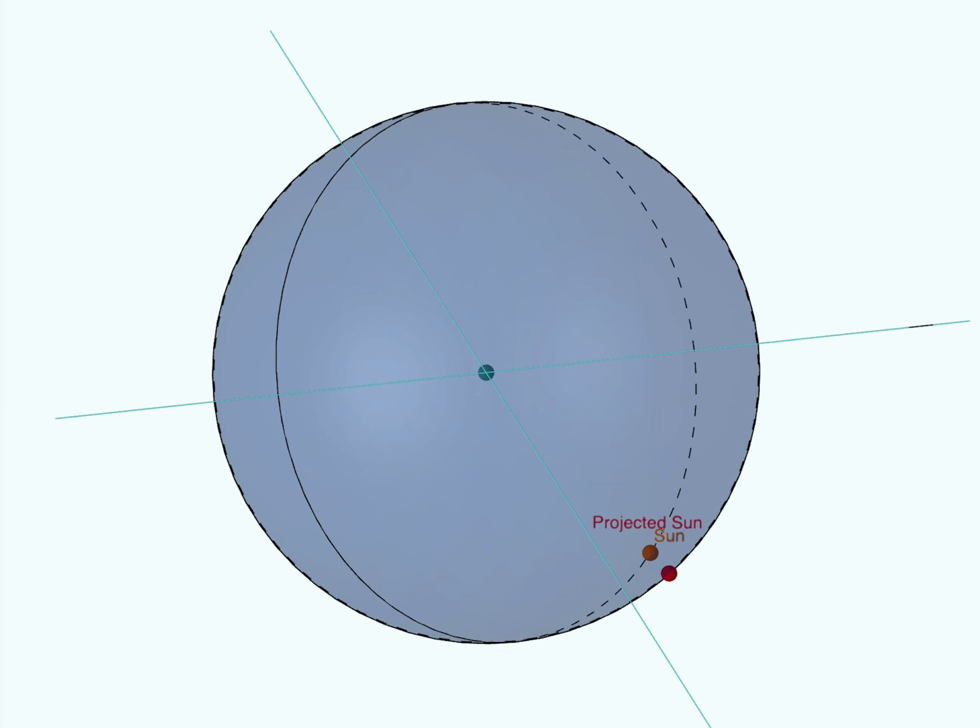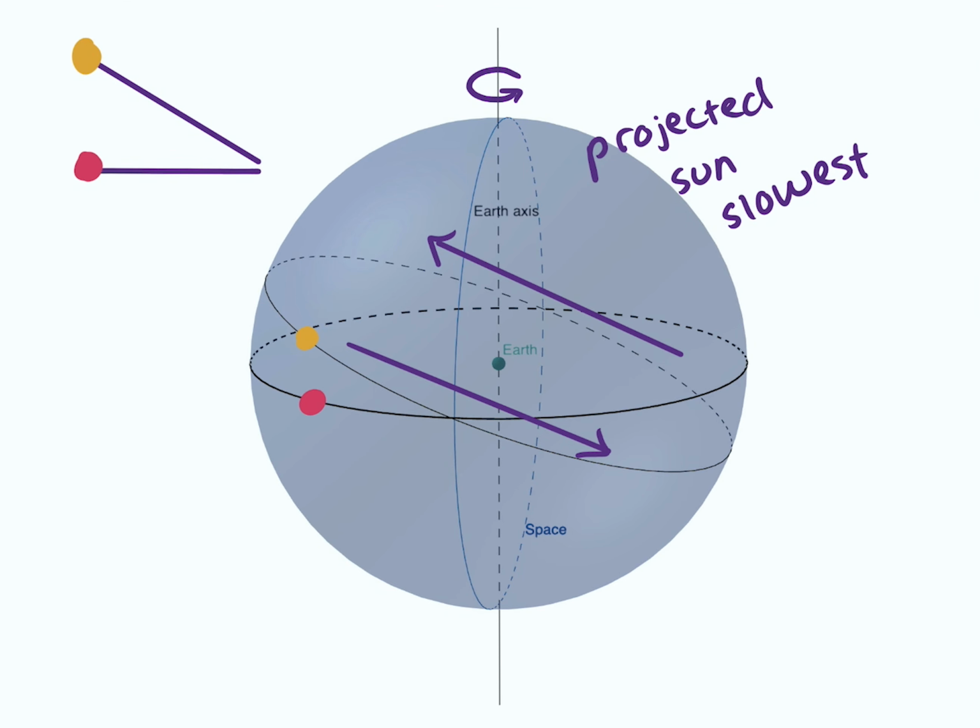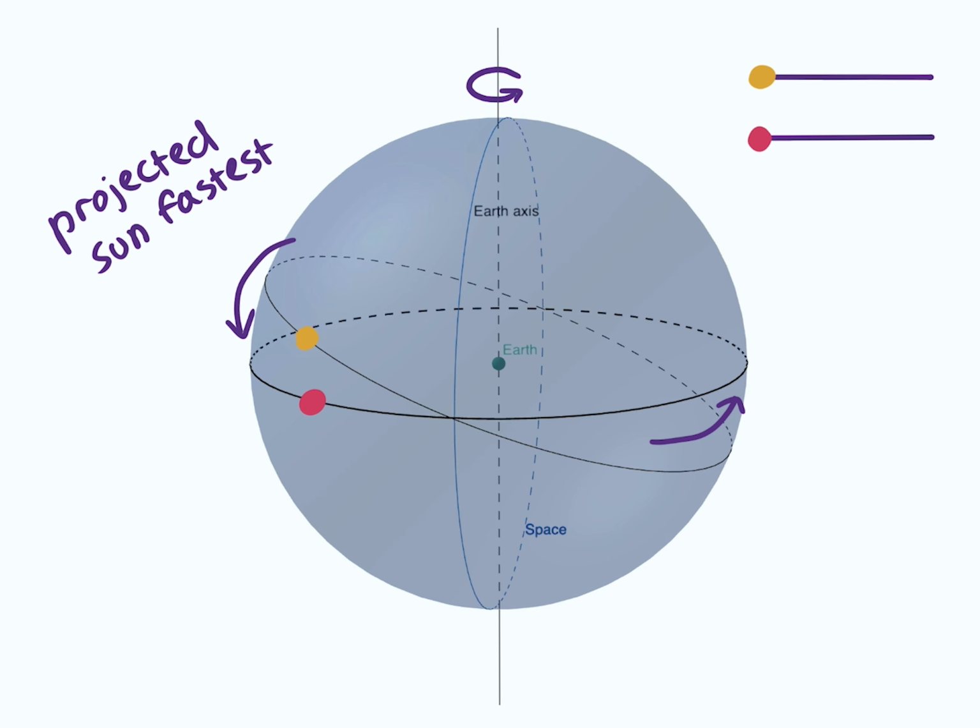Let me speed it up some more. That was fun. The sun slows down while crossing the celestial equator because it takes longer to travel diagonal than straight. The projected sun speeds up at the top and bottom of the tilt because in these places, it's traveling close to parallel to the real sun.